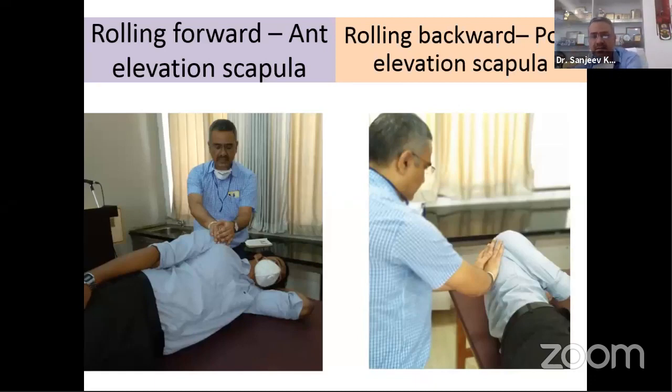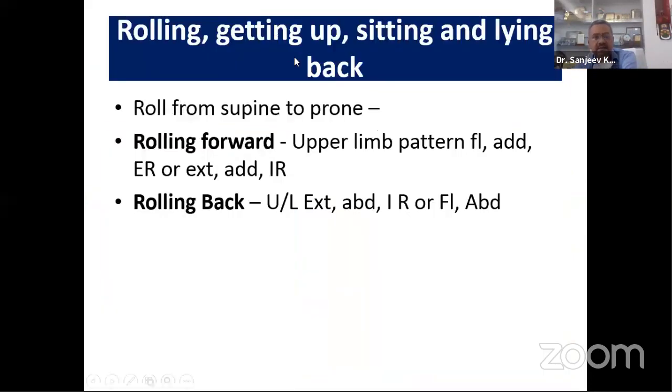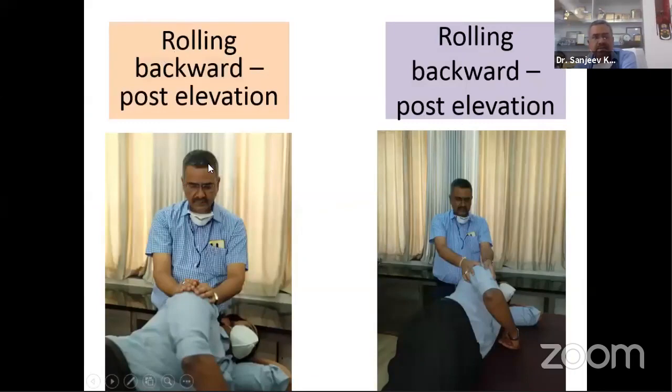Please correct, this is not posterior elevation, this is posterior depression. So by just using the scapula, we can do rolling from one side to the other and from the other side back to the previous position. See the other example, that is rolling back. Here, this is posterior elevation. The patient will work in the direction of the therapist, and when he does this, the patient will be able to turn back to the supine position.